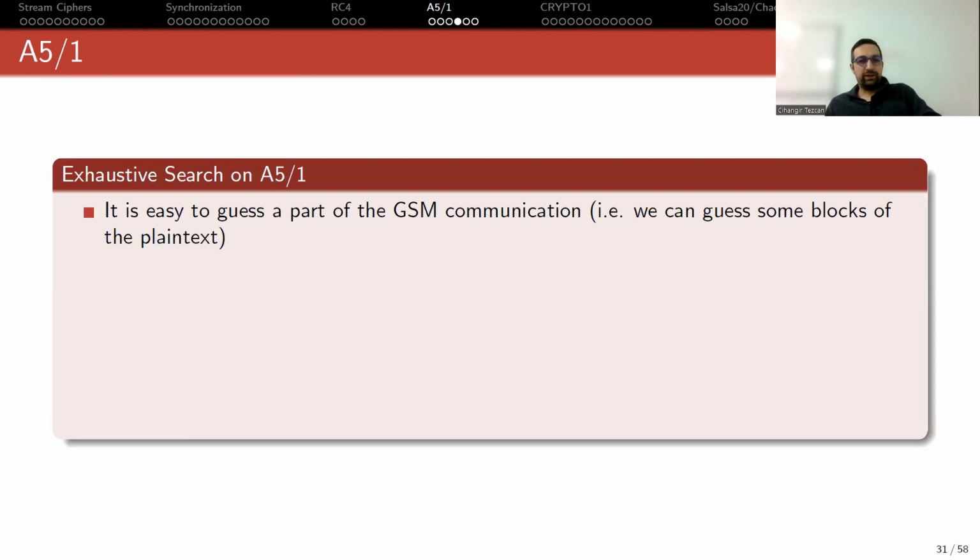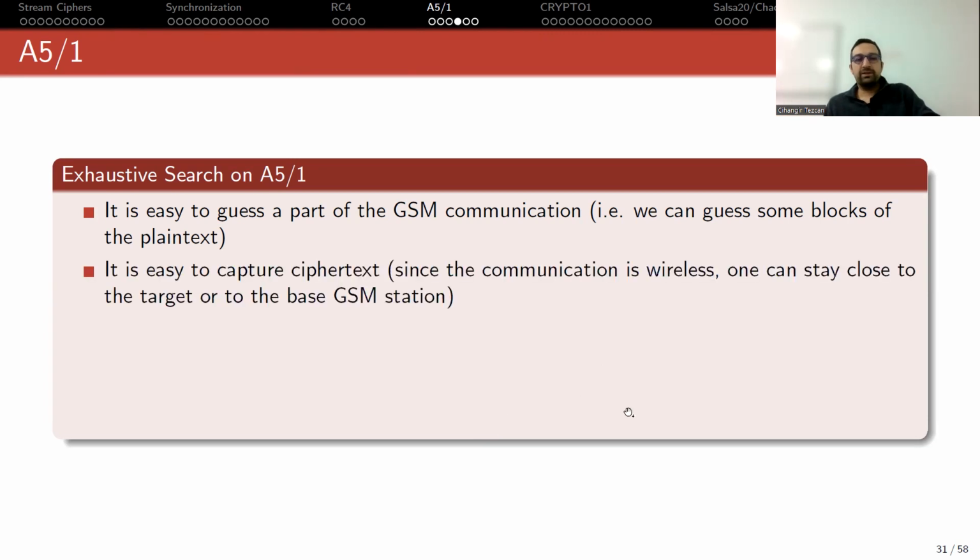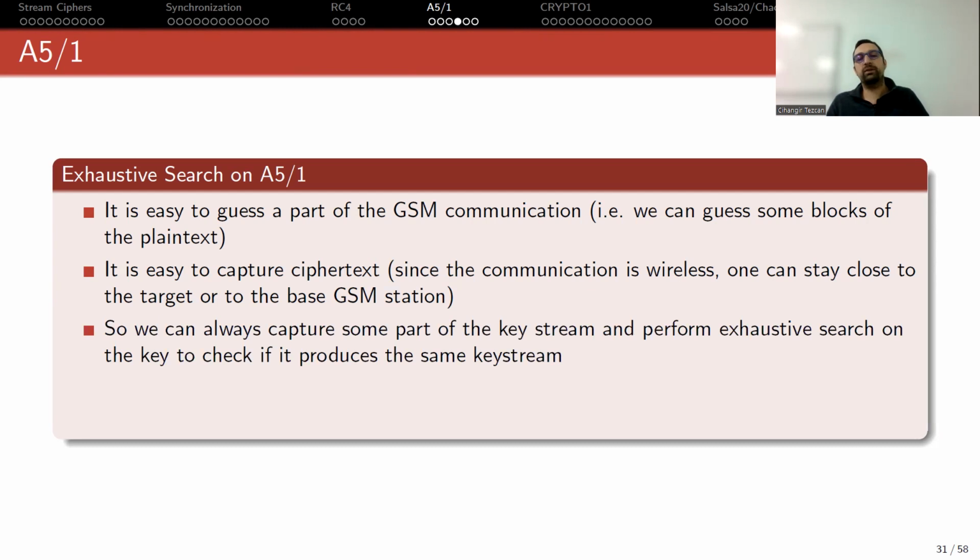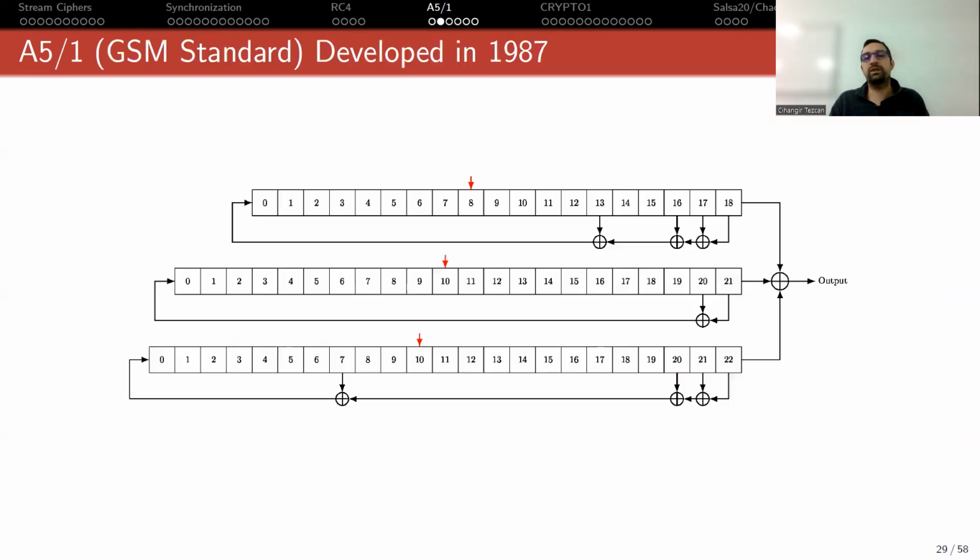So let's talk about the brute force attack. It is easy to guess a part of the GSM communication, right? You always capture the ciphertext, and it is easier to guess some of the plaintext. It is easy to capture ciphertext since the communication is wireless and one can stay close to the target or to the GSM base station and capture the ciphertext. So we can always capture some part of the key stream by XORing the plaintext and the ciphertext, and then perform an exhaustive search on the key to check if it produces the same key stream. So all you need to do is capture the key stream here.